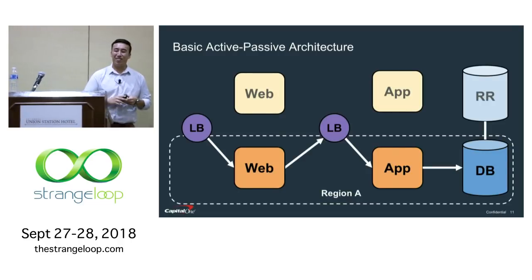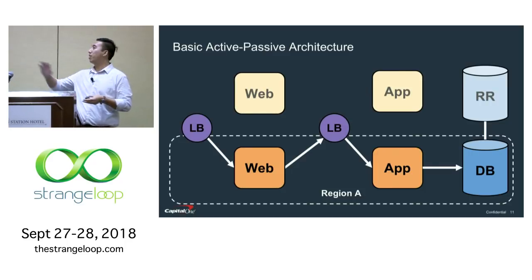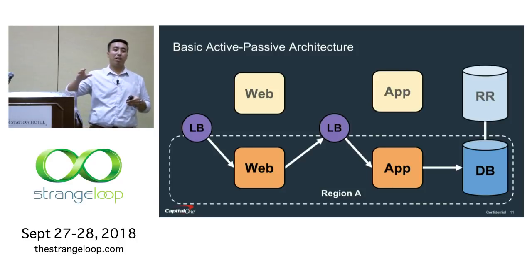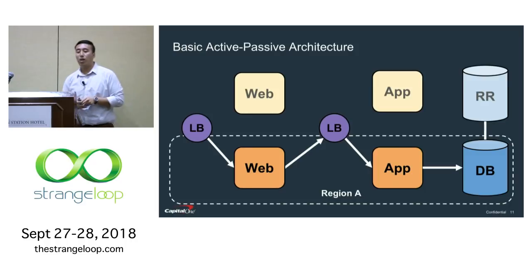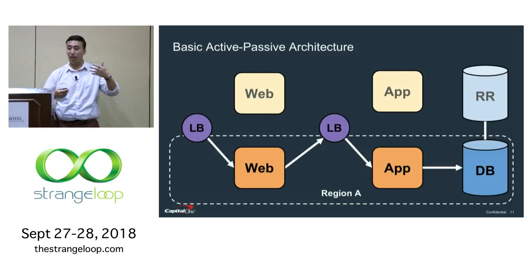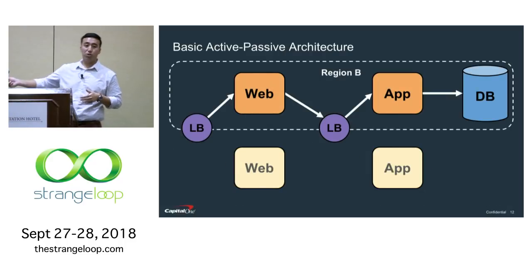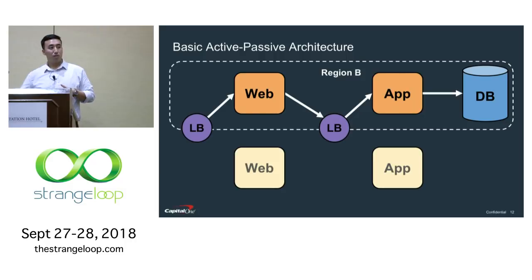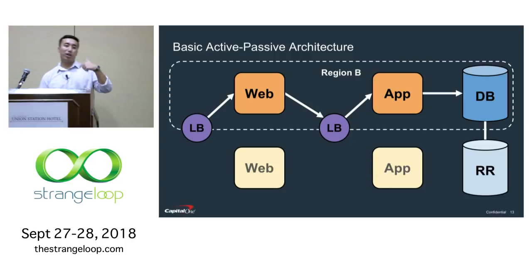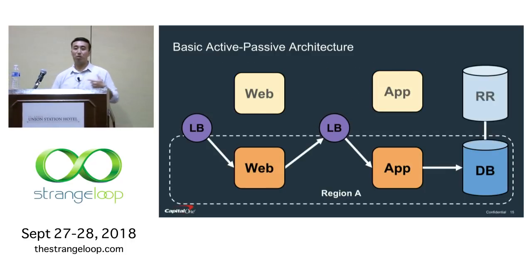So basic active-passive architecture kind of looks something like this. We have our set of applications or components in one region, region A. We have our main database or our master database in region A, and we have a read replica as well as one web and one app in a second failover region. Whenever something fails, we move everything to our region B. When we want to begin bringing everything back over to our original region, we instantiate another read replica, fail everything back over, and we bring up a new read replica.